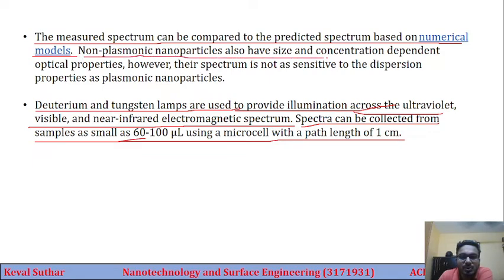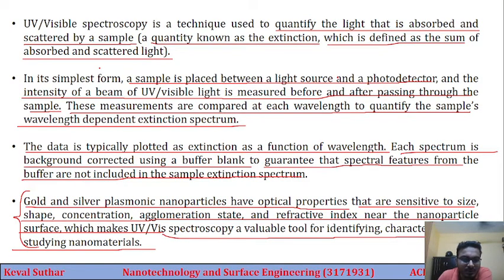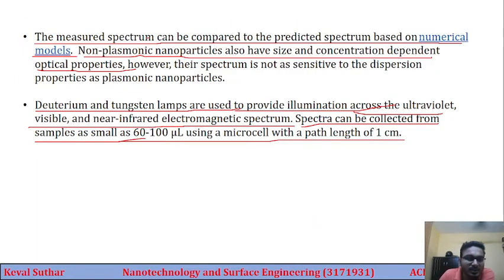Non-plasmonic nanoparticles also have size and concentration dependent optical properties. So here gold and silver were plasmonic nanoparticles which have dependence on the size, shape, concentration, agglomeration state and refractive index. However, the other non-plasmonic nanoparticles also have size and concentration dependent optical properties. However, their spectrum is not as sensitive to the dispersion properties as in the case of plasmonic properties.